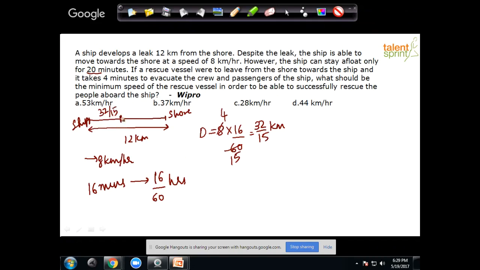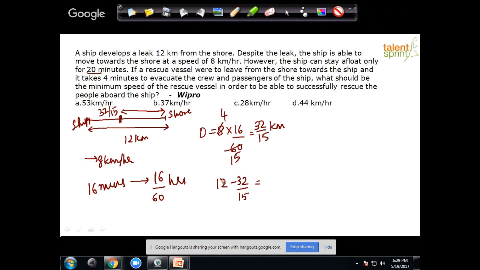It is coming here. Now, by this time, this rescue vessel also has to come to this point. So, in this 16 minutes, how much distance should the rescue vessel travel? It should have traveled this much distance. What is this? This is nothing but equal to 12 minus 32 by 15. So that should be the distance that should be traveled by the rescue vessel.